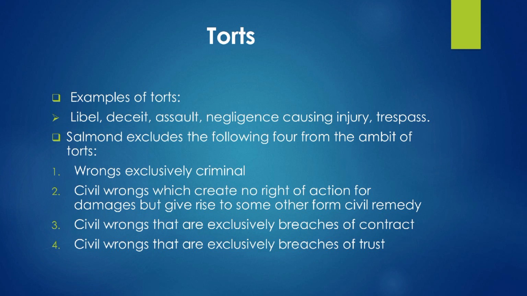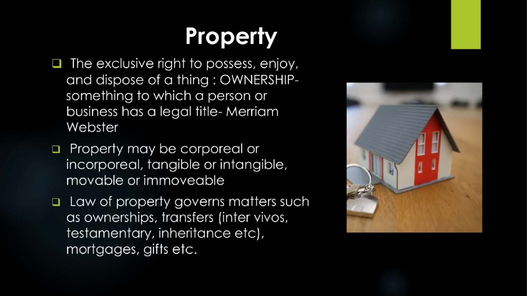Salmond excludes the following four from the ambit of torts. 1. Wrongs exclusively criminal. 2. Civil wrongs which create no right of action for damages but give rise to some other form of civil remedy. 3. Civil wrongs that are exclusively breaches of contract. 4. Civil wrongs that are exclusively breaches of trust.